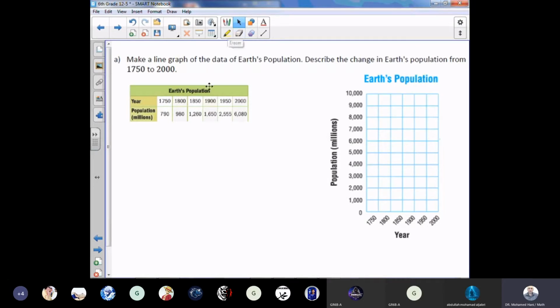So the first thing we're going to do is plot these points. Our year is on the bottom and population is on the vertical axis. Time, year, minutes, days will always be on the bottom and on the x-axis. And a line graph always shows changes over time. So year 1750, the population is 790. So at 1750, which is these lines right here. It's a little hard to tell because they're slanted. I'll draw in little dashes.